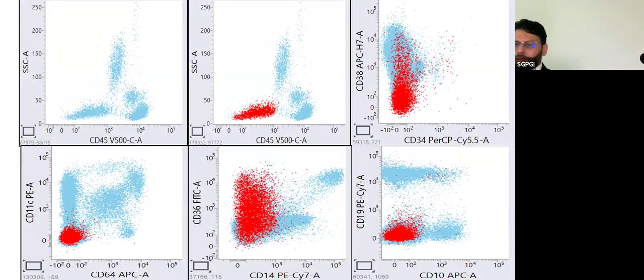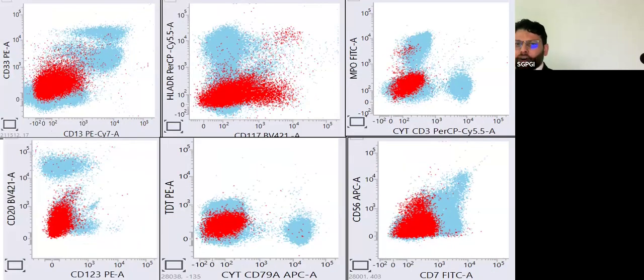So this is again a similar kind of cell, which is negative for 34. This is positive for CD36, very dim. Negative for 19, everything together. All the markers: 117, cyto CD3, CD7. If you see, CD7 is negative.